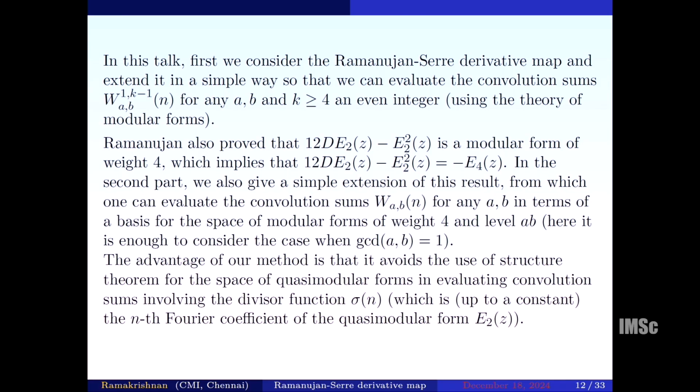Another thing is that Ramanujan also proved that the combination of the derivative of E2 and E2 squared is a modular form of weight 4, which implies that it gives E4. This also gives a convolution sum of sigma, W_{A,B}, in this case. So we also give a simple extension of this result, from which we evaluate the convolution sum W_{A,B} for any A, B in terms of a basis for the space of modular forms of weight 4 and level AB. The advantage of our method is that it avoids the use of the structure theorem for quasi-modular forms in the evaluation of the convolution sums.